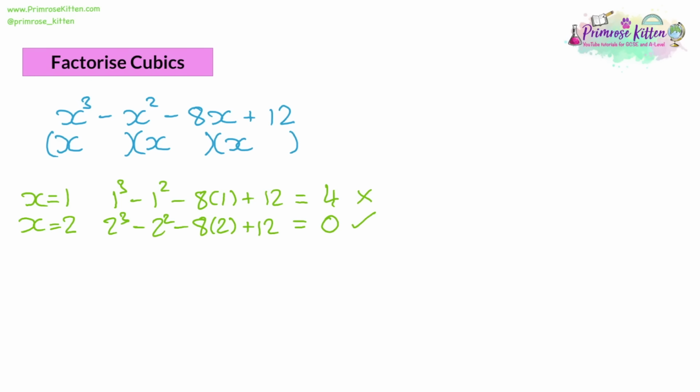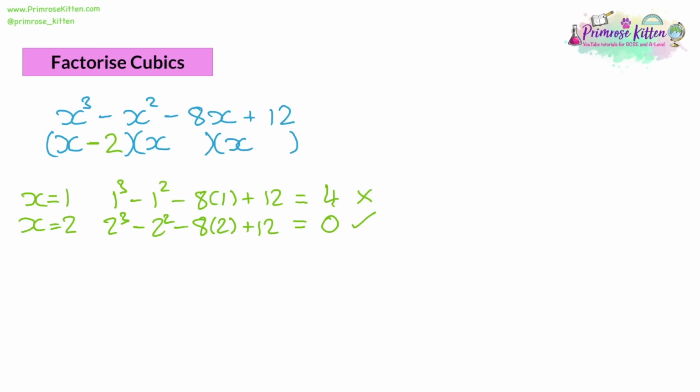And so if x is 2, then we're going to have x minus 2 in one of the brackets. Because when we say it's equal to 0, if this whole thing was equal to 0, then x being equal to 2 would mean that our first bracket is 0, because it's 2 take away 2, which makes the whole thing equal to 0. So now we know one of our factors.